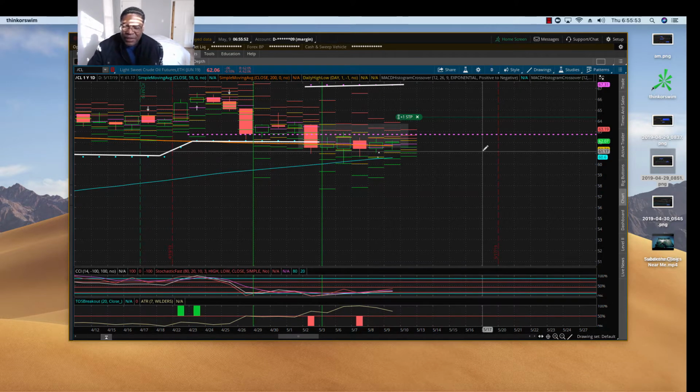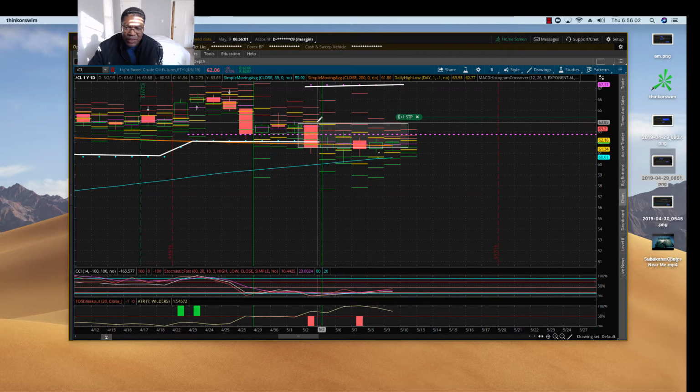All right. So I look at range, I look at market momentum, we're making lower lows, I look at volatility, and I try to target that range. You can see I highlighted that.